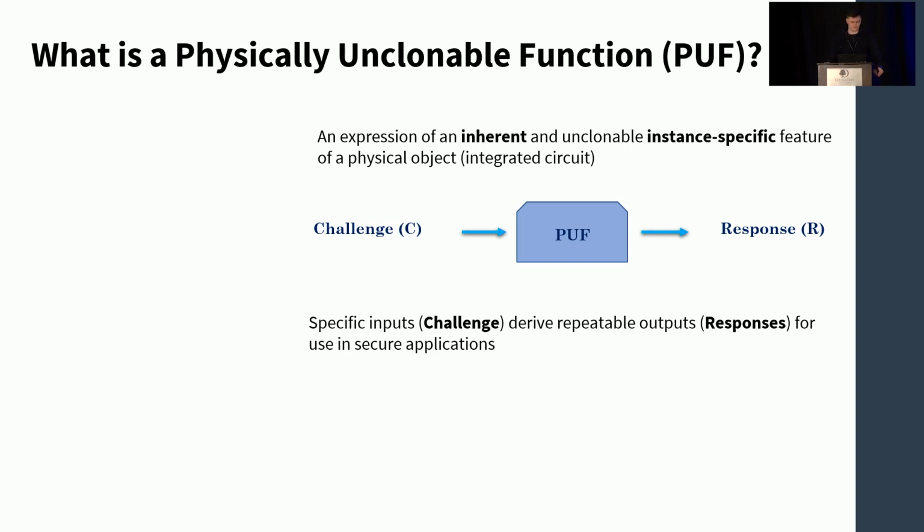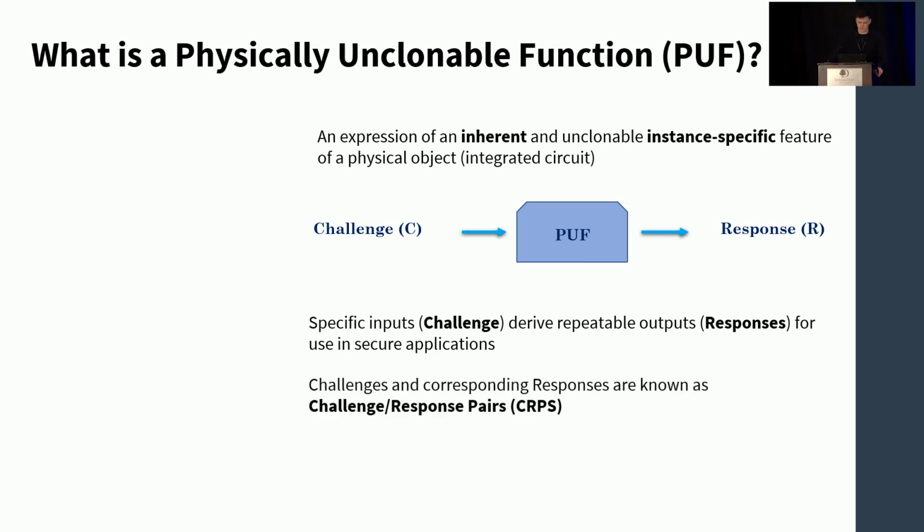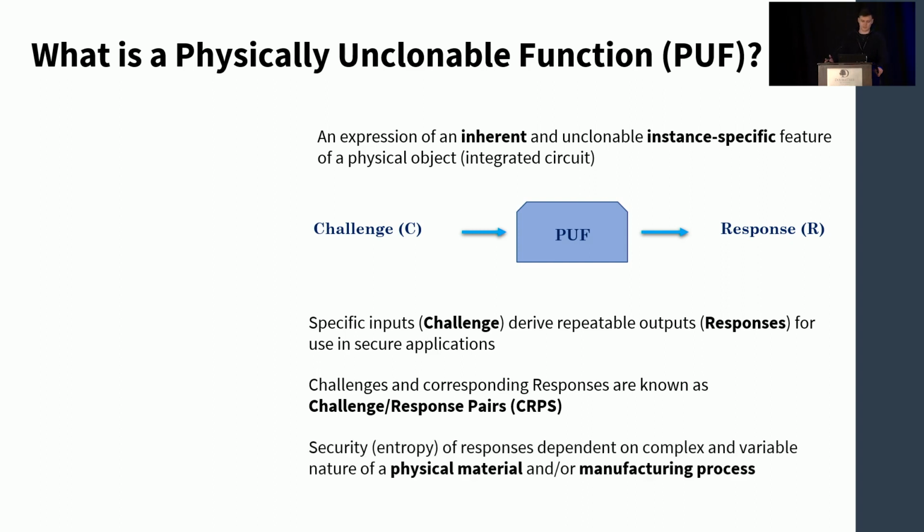These can be used in secure applications and resource-constrained secure applications. These pairs of challenges and the corresponding responses are known as challenge-response pairs. Deterministically, we can generate responses from a given challenge, and we call these CRPs. I'll name them as CRPs throughout the rest of the talk. The security, and thus the entropy, of a PUF is dependent on the complex and variable nature of physical materials caused by manufacturing variation during the process of generating the PUF chips.